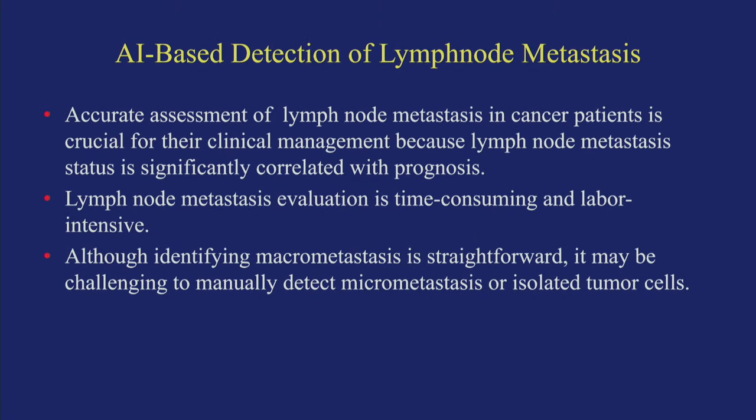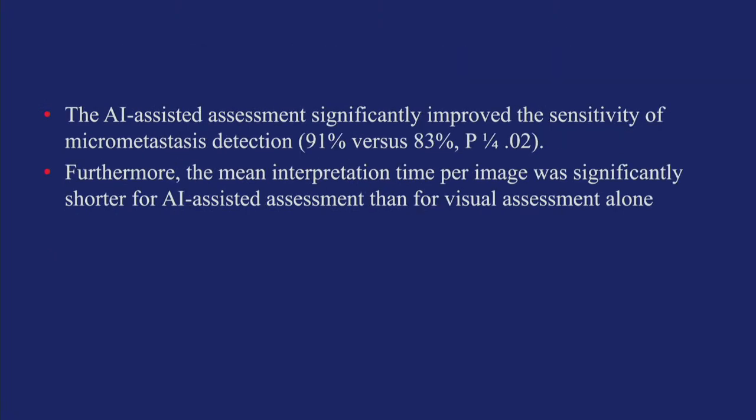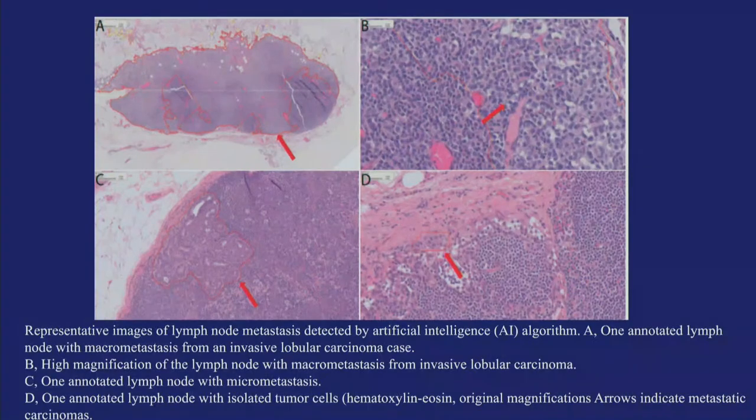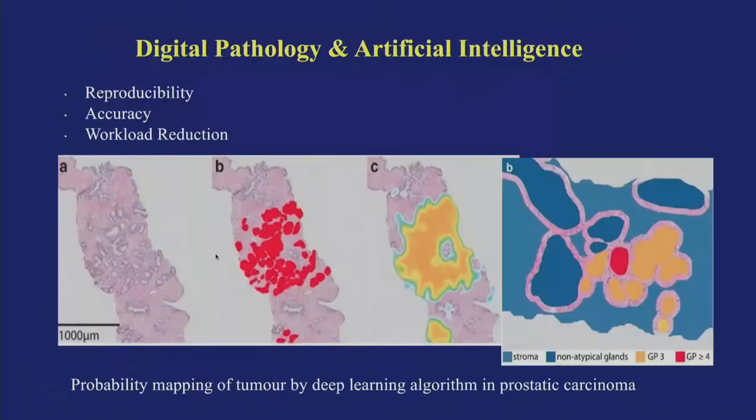For example, as we were talking about lymph nodal metastasis, AI can improve the sensitivity to as much as 91%. If you see this first image here, AI is using the contours and identifying these areas of micrometastasis. So here also is an area of micrometastasis. Macrometastasis is when the entire node is replaced, which is very easy. But it's only the micrometastasis, which can sometimes be even smaller than this. So AI will help to identify those areas.